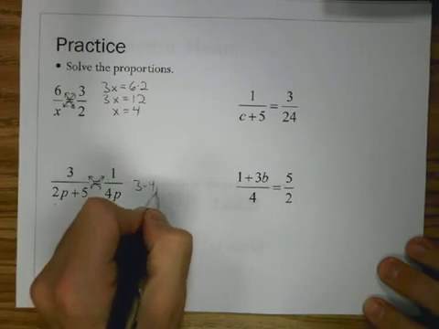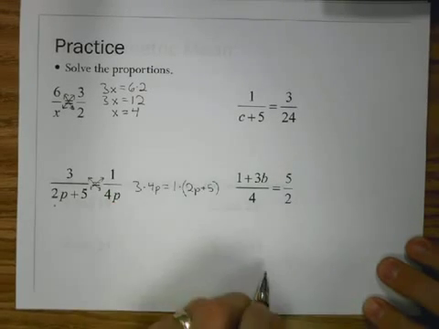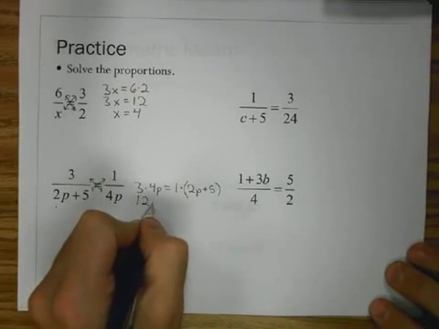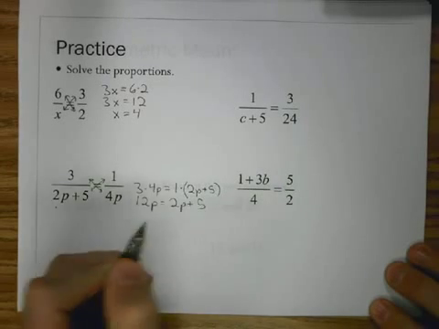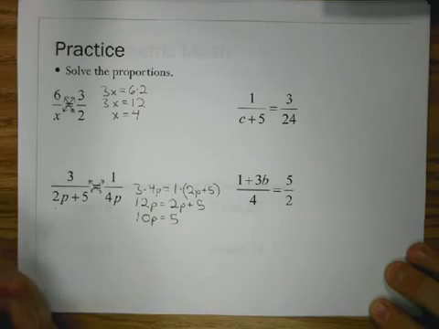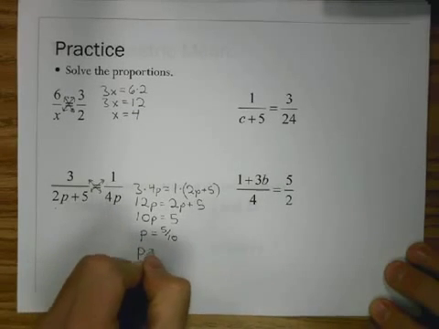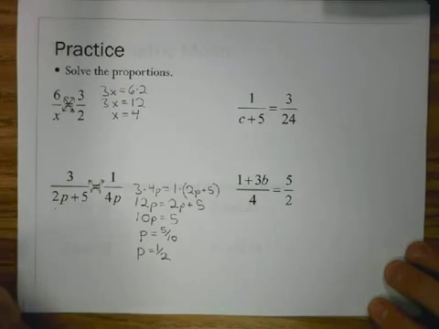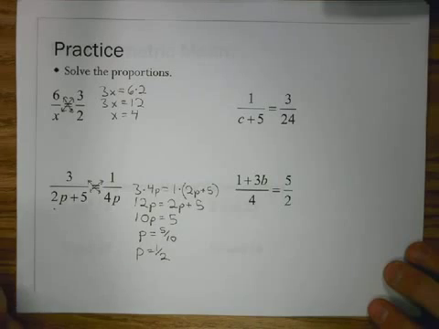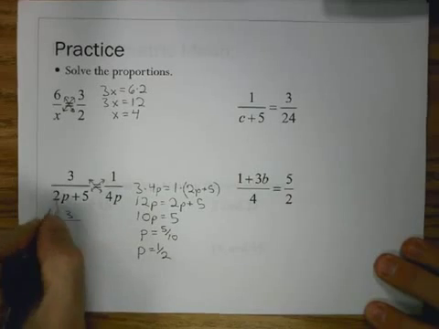If I look at this proportion, I do cross product, I would have 3 times 4p equals 1 times the quantity 2p plus 5. After I do cross product, I'm just going to multiply everything out. I get 12p equals 2p plus 5. Subtract 2p from both sides, I get 10p equals 5. Divide both sides by 10, and I get p is 5 over 10, which is just 1/2. It's okay, it's a fraction, doesn't mean it's wrong. That's the value I would need to make it work.